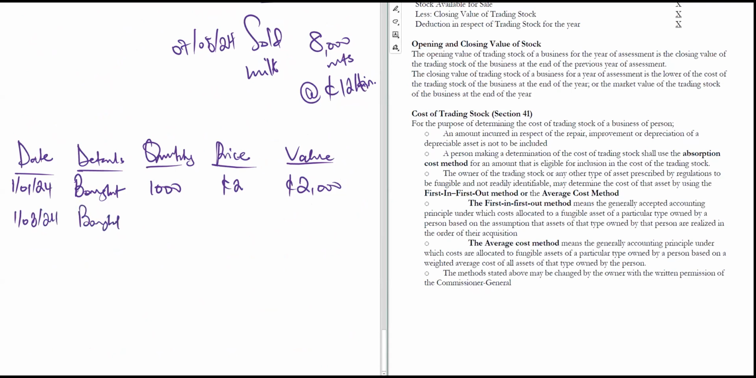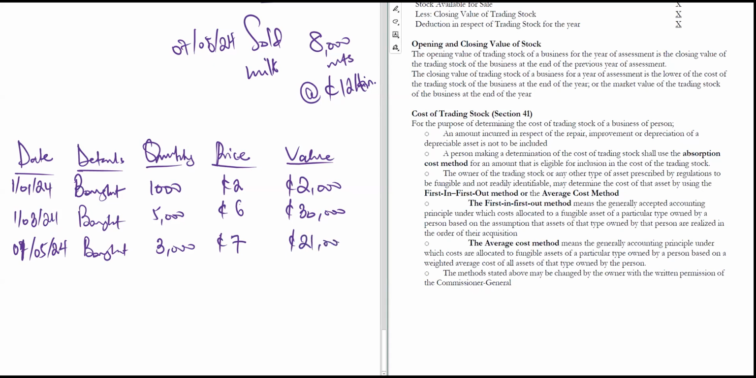How much did we buy? We bought 5,000 at 6 cedis. 5 times 6, that's 30,000. Then when again did we buy? 7th May, right? No, it was 1st May. How much did we buy? We bought 3,000 at 7 cedis, right? 3 times 7 is 21,000. Okay.